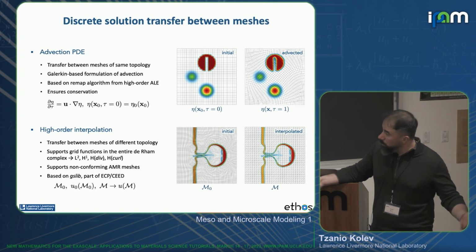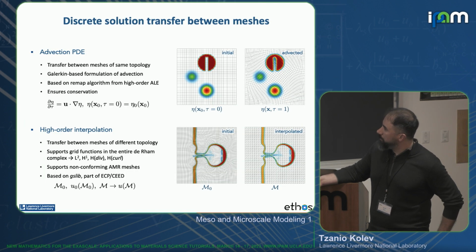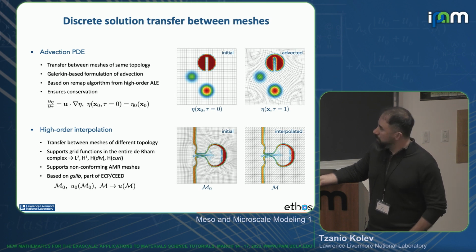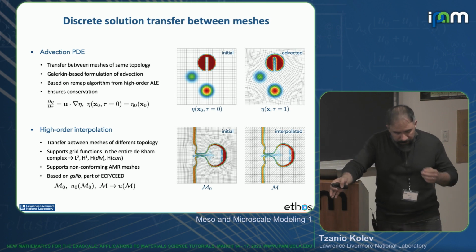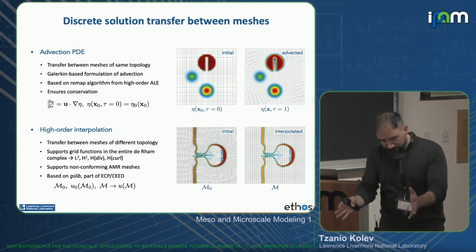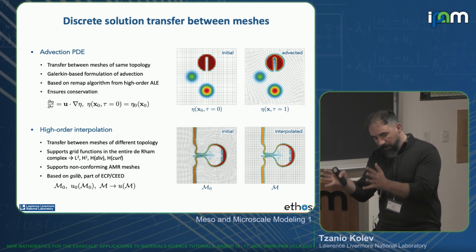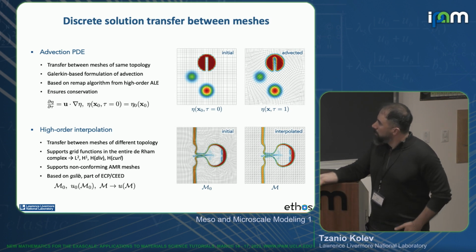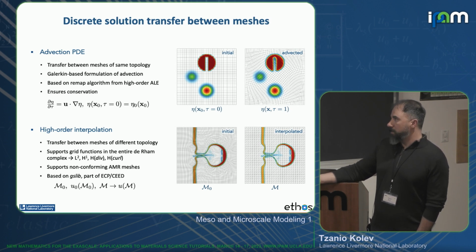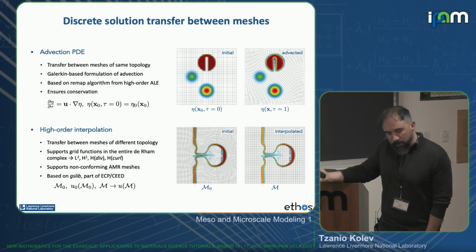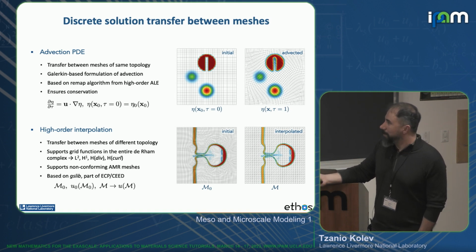And in MFEM, we have at least two ways to do that. One is advection PDE based, which is appropriate for problems where the mesh has the same topology but different positions. This is essentially solving DG advection, so the dual of DG advection. Instead of fixing the mesh and moving the function, here we're fixing the function and moving the mesh. And the other is Hawaii interpolation.